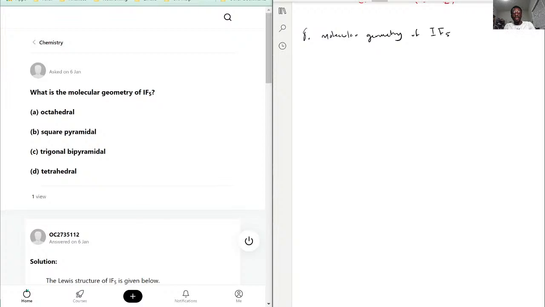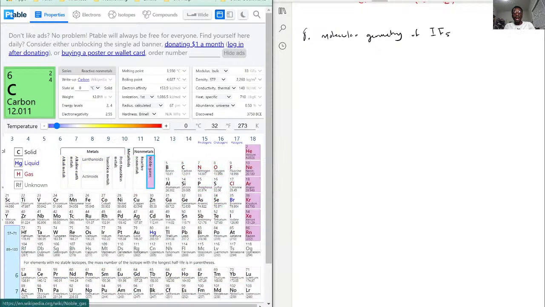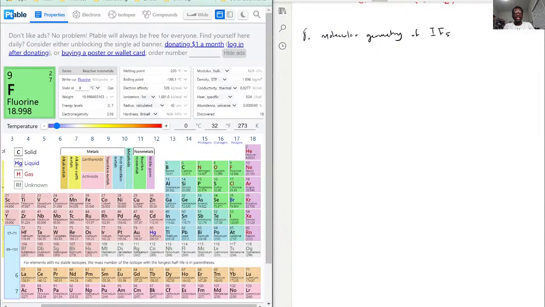So let's find out how many electrons we're working with. Luckily, IF5, they're all halogens, all in the 17th column, so they all have 7 valence electrons. There are 6 atoms in total, 1 iodine and 5 fluorines. So 6 times 7, we have 42 electrons to work with.